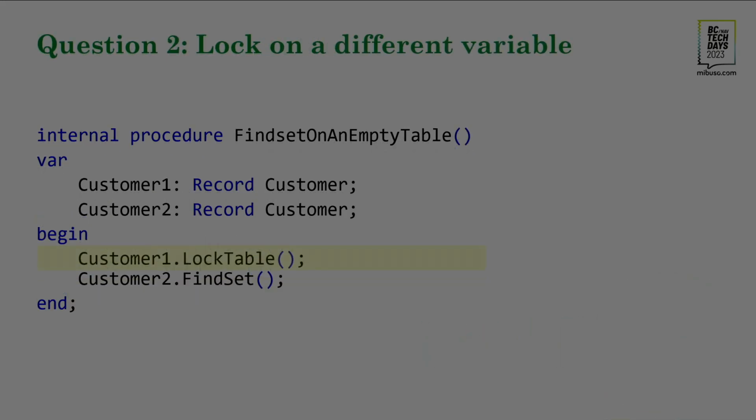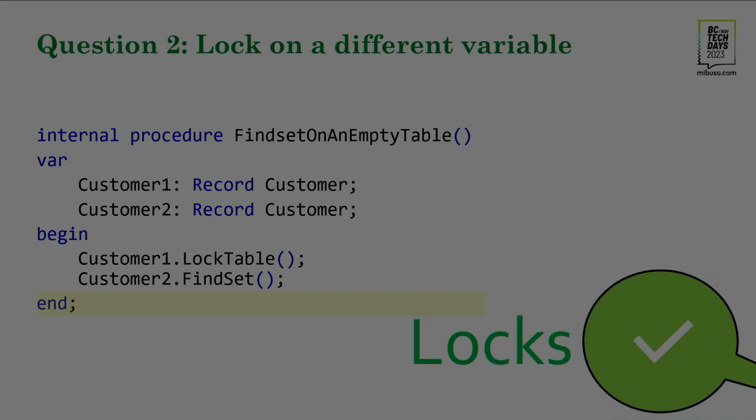Yep, so it looks. Now, let's make it more interesting. So let's do LockTable on the customer 1, and then let's read the data from the customer 2. Is the data from customer 2 going to be locked? Okay, I can see a few hands, and the answer is yes, it will be locked.